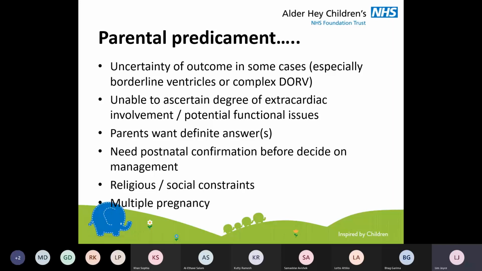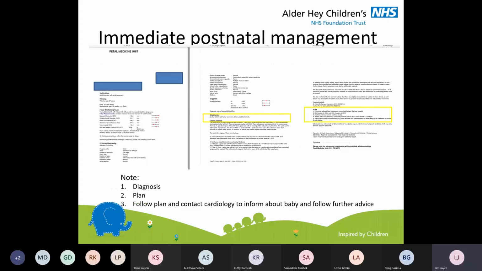Obviously, there are religious and social constraints. The Muslim community and the Catholics and the Jewish community may have certain preferences during the pregnancy itself, or certain preferences after the pregnancy itself. Also, if you have multiple pregnancies, if you have twins, triplets, then obviously the decision making becomes more complex.